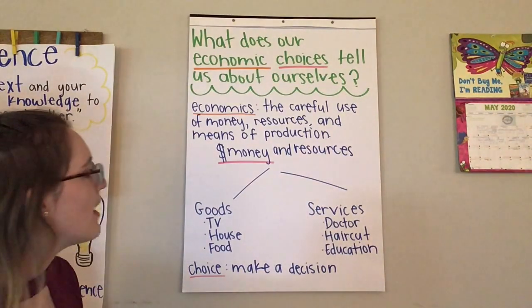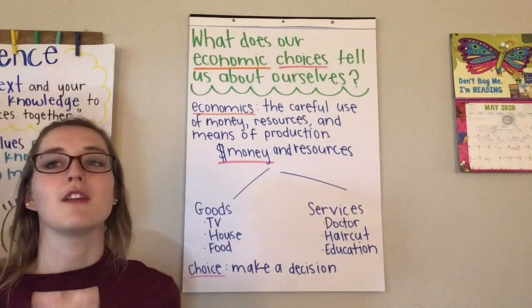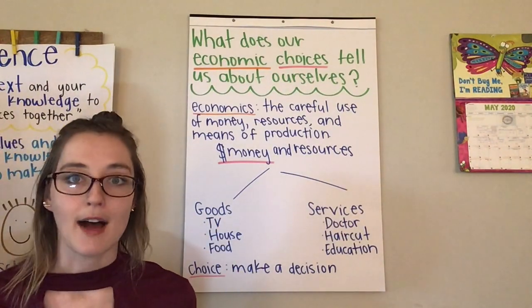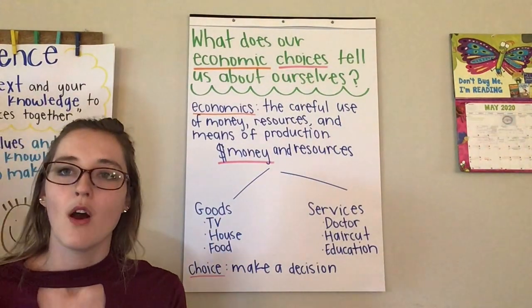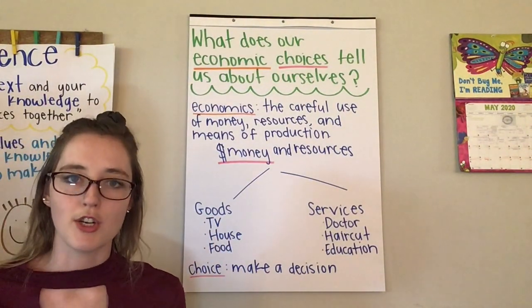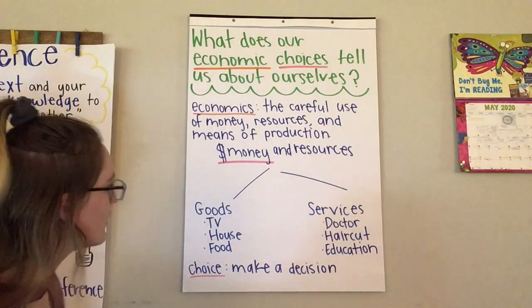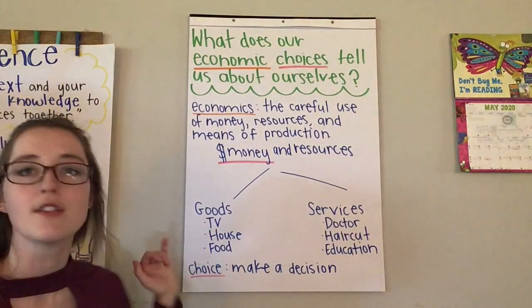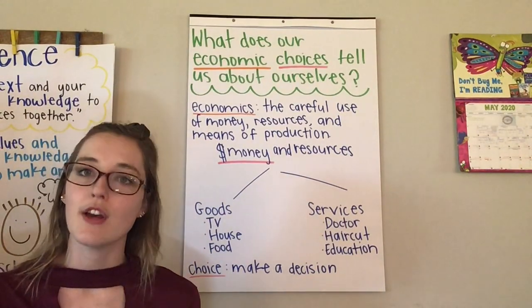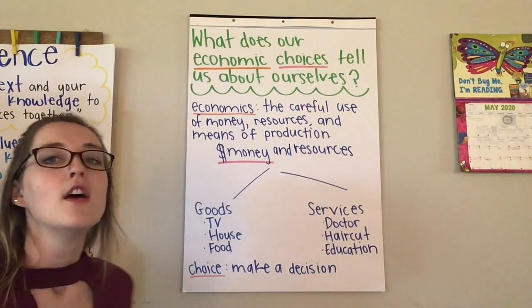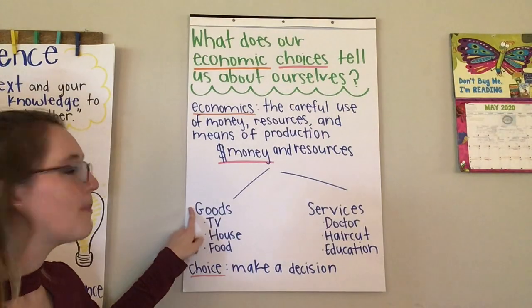When you're talking about economics, we're talking about two different types of things that you can buy and sell. The first thing is goods, right? Things that you can hold on to, things that you purchase to use. So this is a TV, this is a house, this is food. These are tangible things. Here's my phone, right? This is a good that I was able to purchase. So that is part of economics.